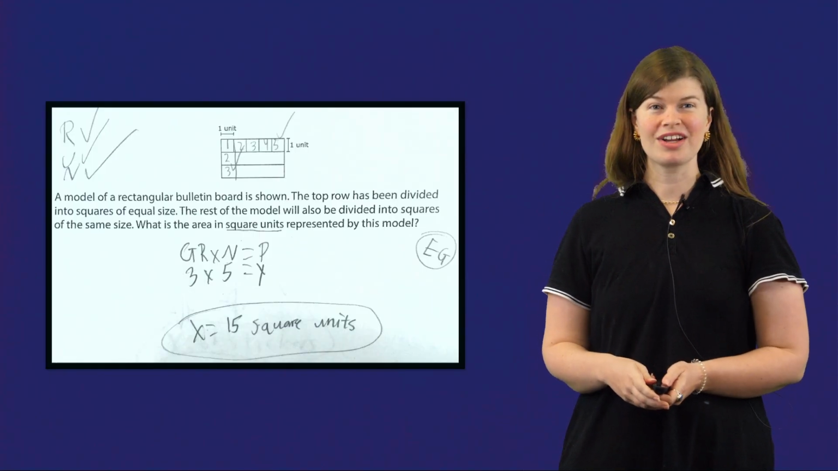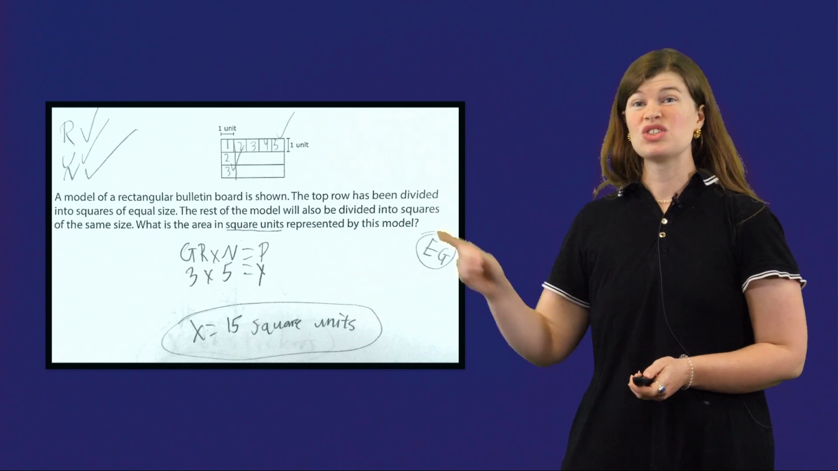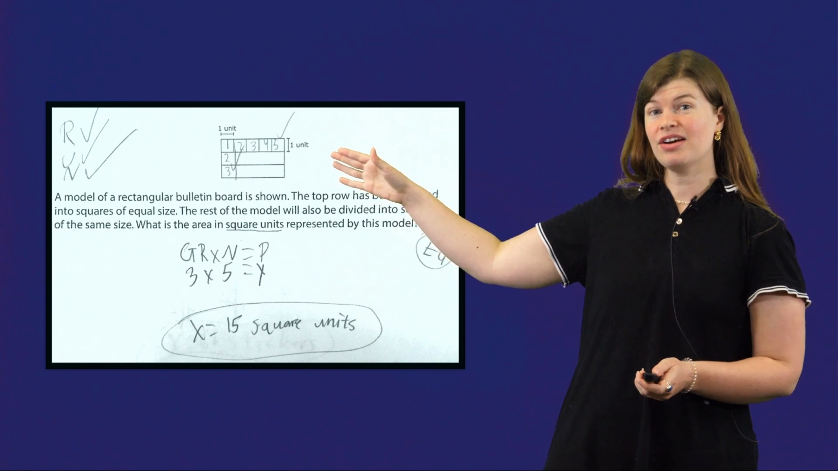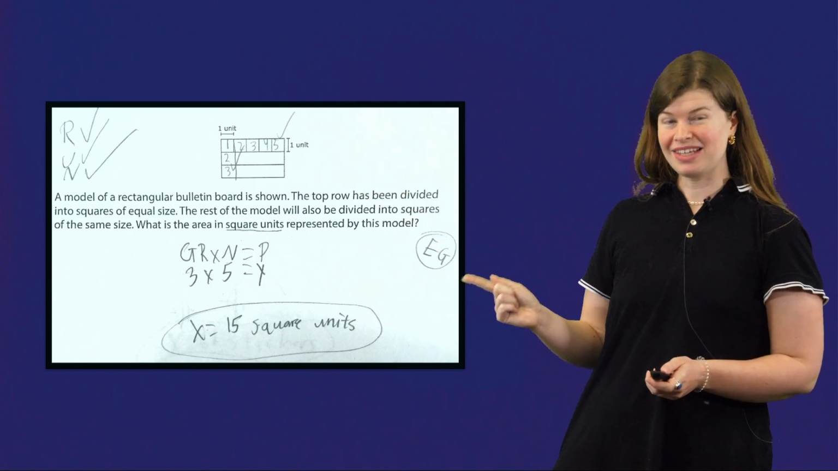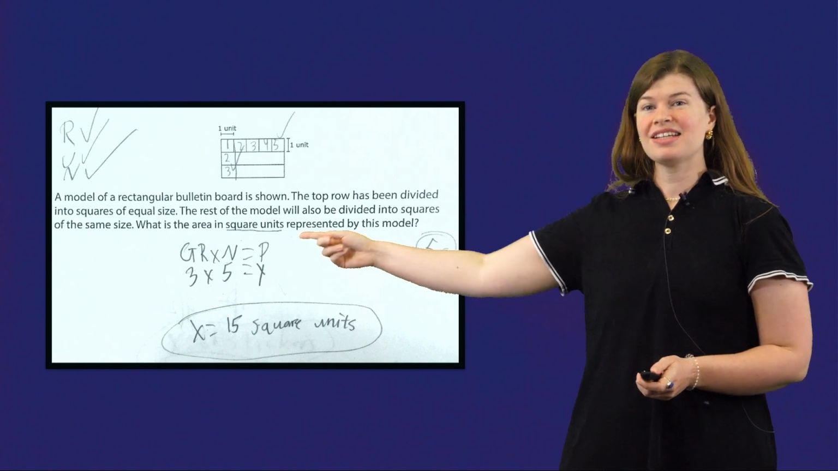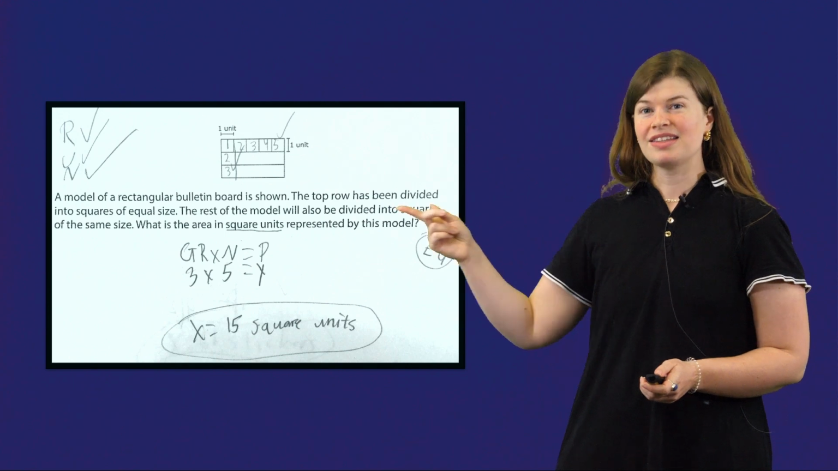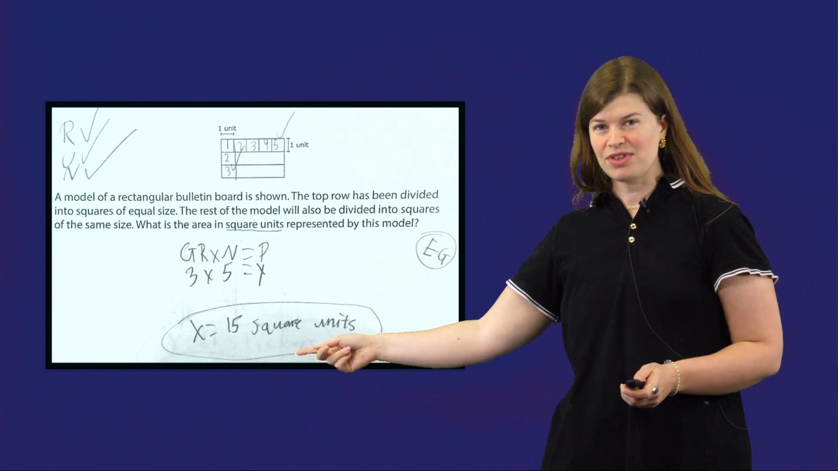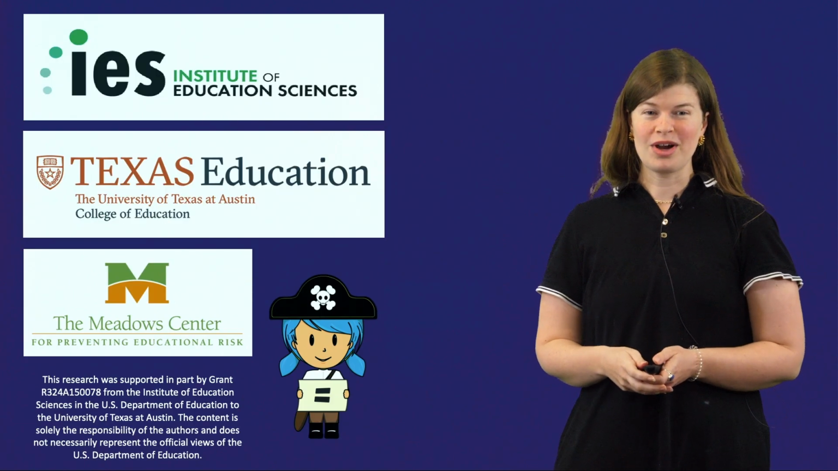This is a student work example of an area problem. You can see that students have the lengths and each unit delineated here in the picture. You can see that they identified this problem as an equal groups problem, and that they used the GR times N equals P equation, that they identified that their unknown was the product, and that they have their answer in square units. Thank you for watching this video on equal groups problems.